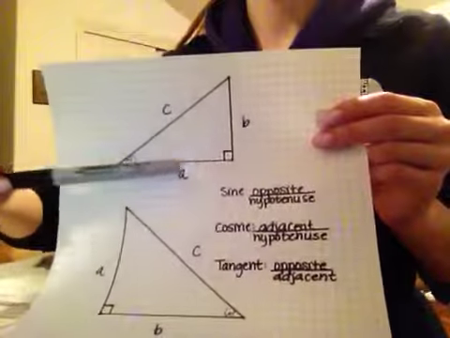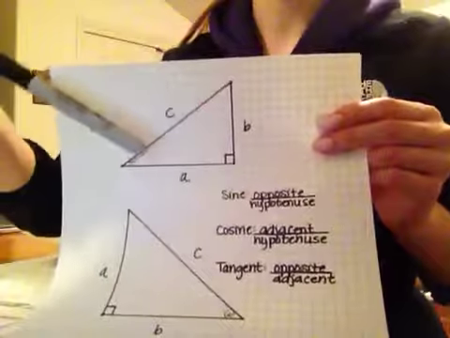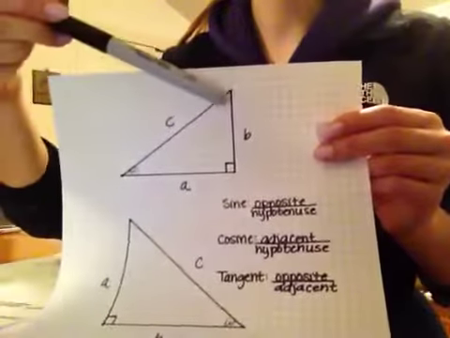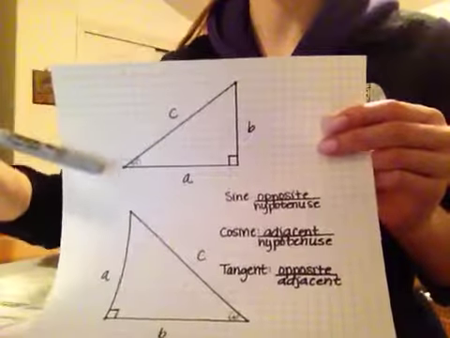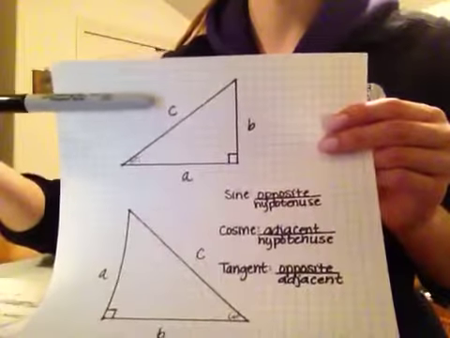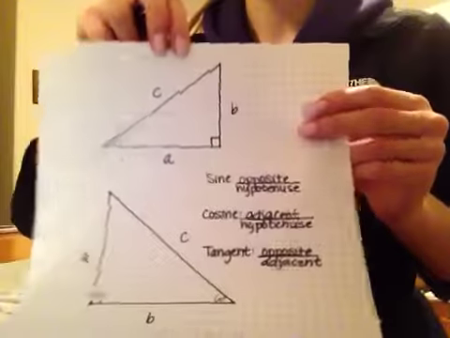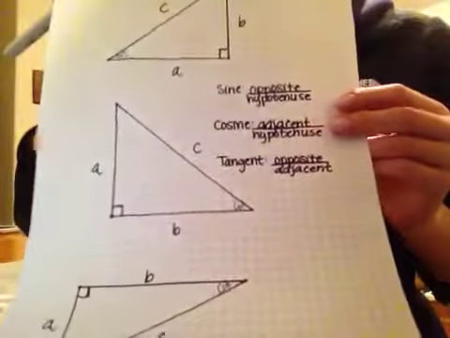Adjacent is right next to the angle, and hypotenuse is across from the 90-degree angle. I guess you could say the hypotenuse is close to the angle, however, so is adjacent, and you don't want to confuse the two, so it's best to just stick with the hypotenuse is always across from the 90-degree angle. So, let's move on to this triangle.